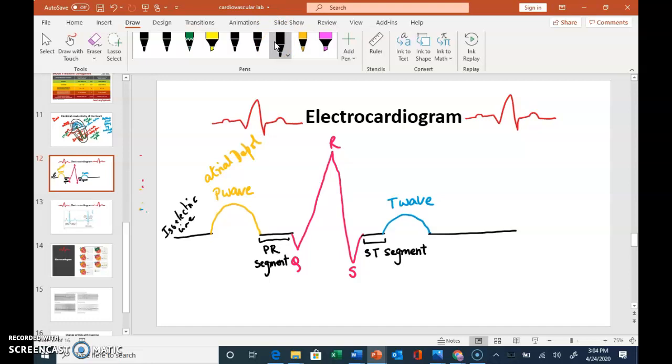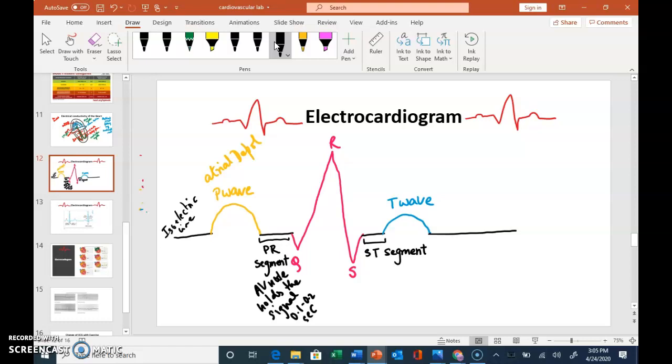This is not PQ segment. This is called PR segment. And the PR segment is the time when the AV node actually holds the signal. Remember, the AV node holds a signal for 0.1 to 0.2 seconds. At that time, we have the PR segment.